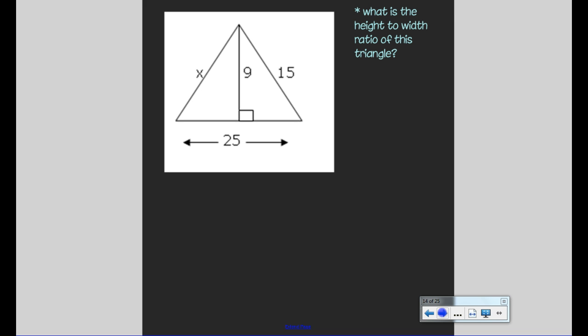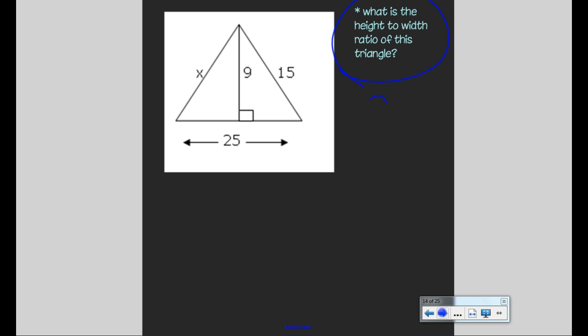Before you solve this one, I want to make sure you know how to do this. What is the height to width ratio of this triangle? It's not as bad as it sounds. Height to width. 25.